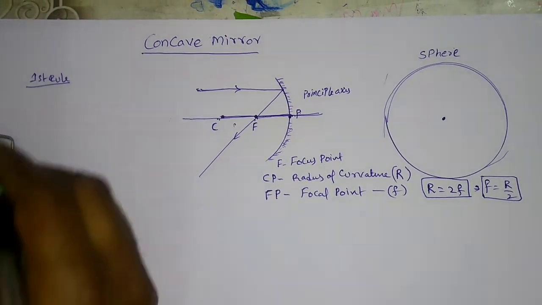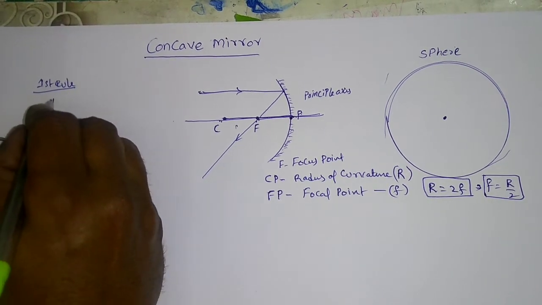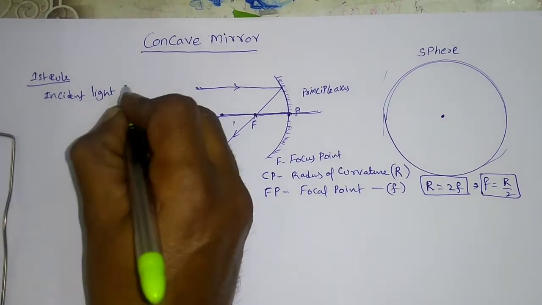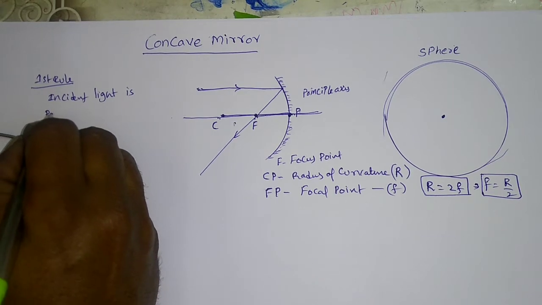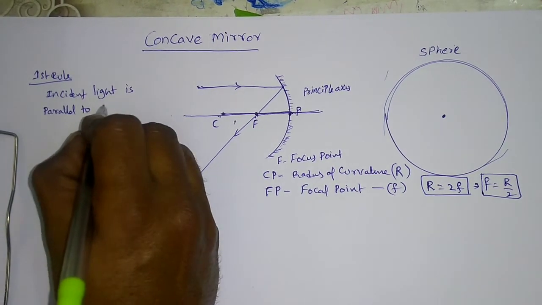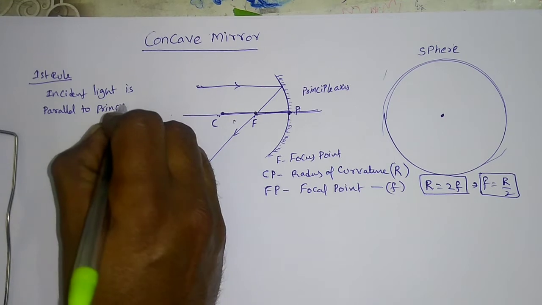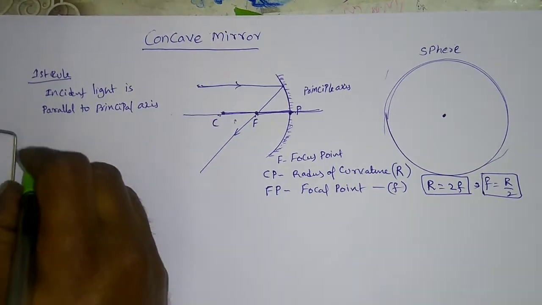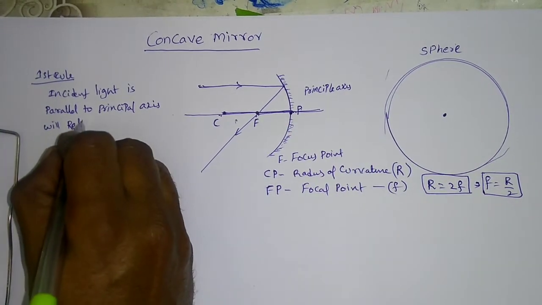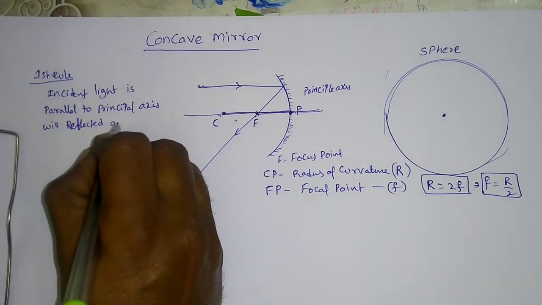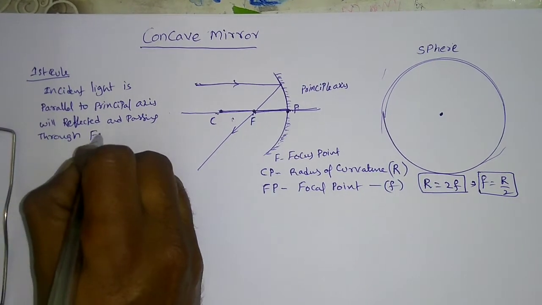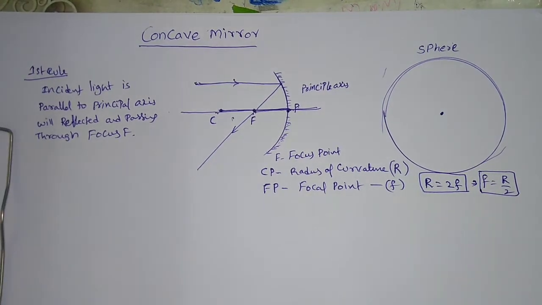That means you can write here: incident light parallel to the principal axis will be reflected, passing through focus F. This is rule number one.